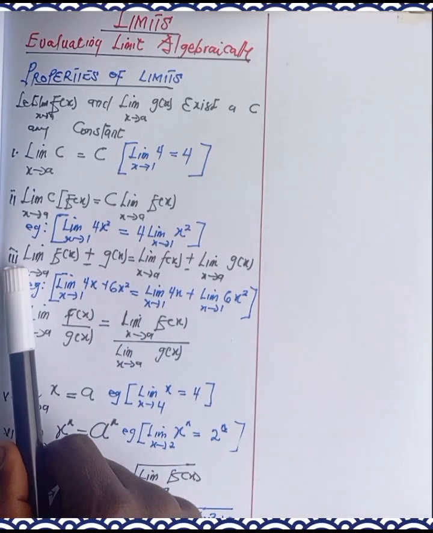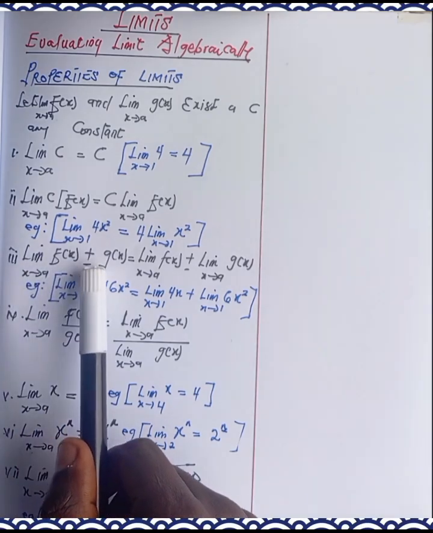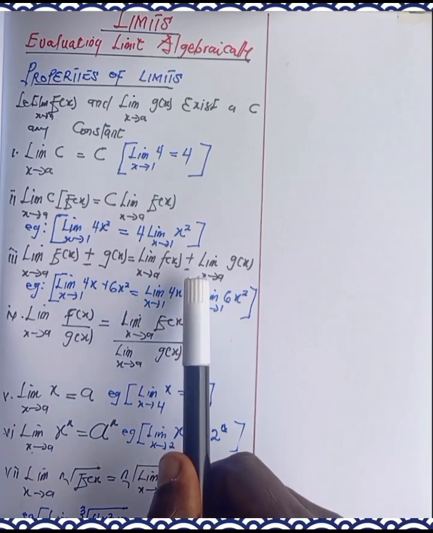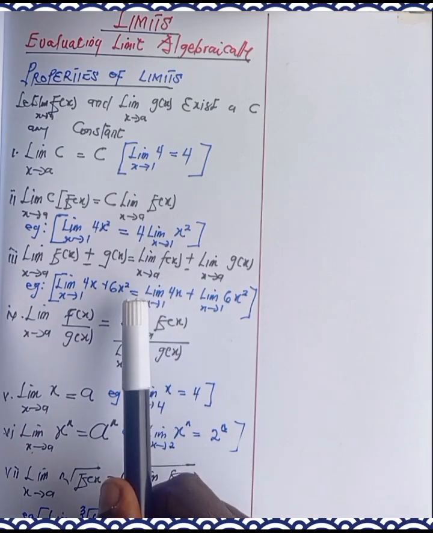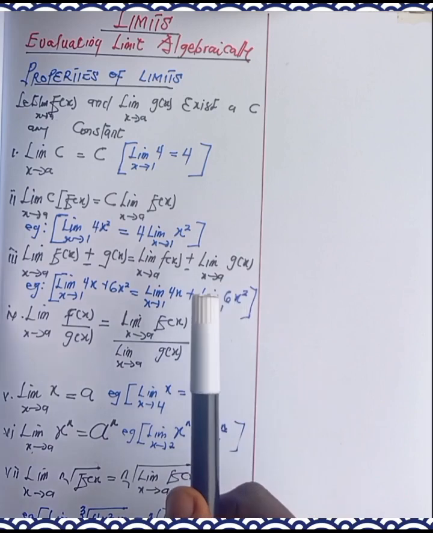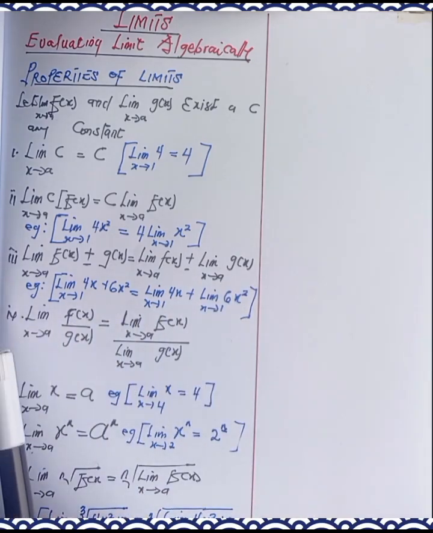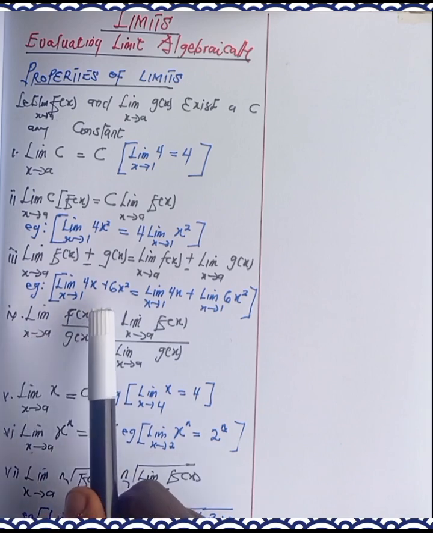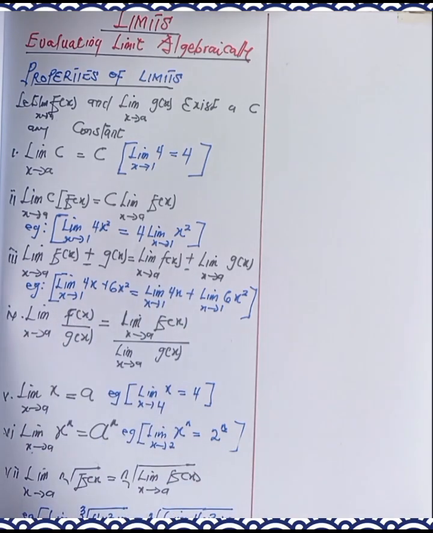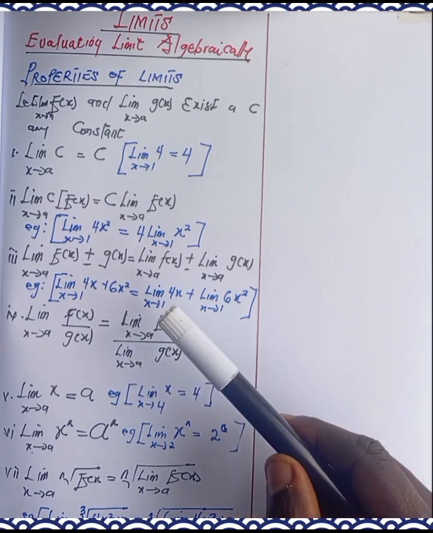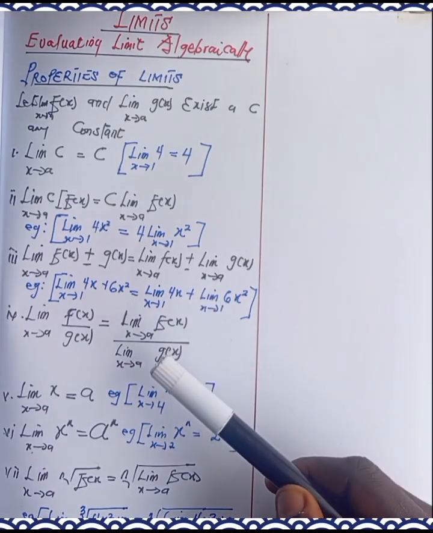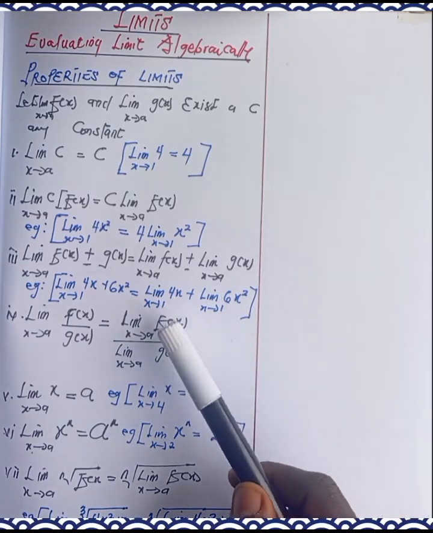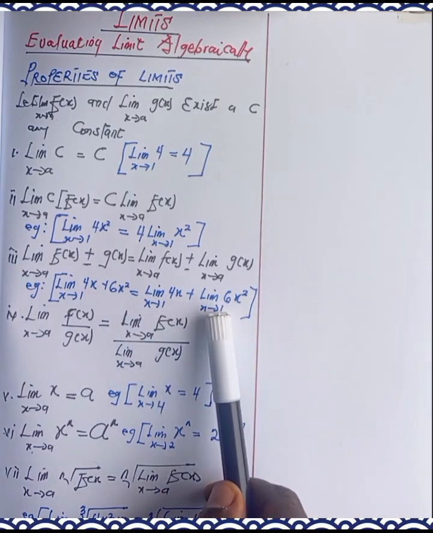Now we have the third one. The limit of a sum or difference is equal to the sum or difference of the limits. So when you have the limit of 4x plus 6x squared as x approaches 1, this property is telling us that we just have to apply the limit on each of the functions, and then after that we apply the appropriate sign. So this is how we apply it.